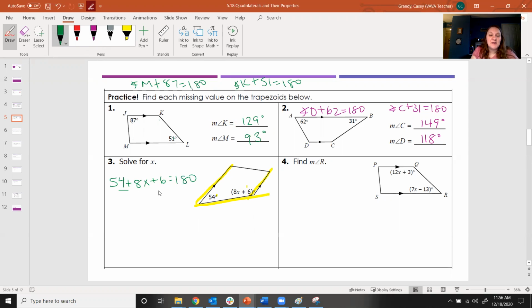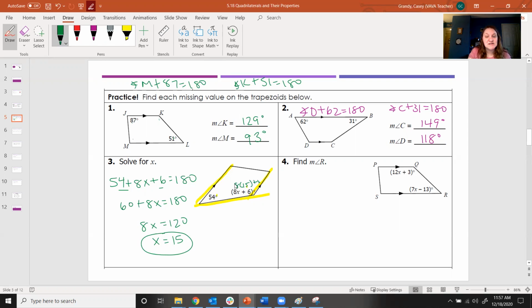Okay, so we'll combine our like terms, 54 and 6. I'll subtract 60 from both sides, and then divide both sides by 8. So we get x equals 15. It was just asking me for x, so we can stop right there. But if I wanted to check this, I could plug this in and do 8 times 15 plus 6.